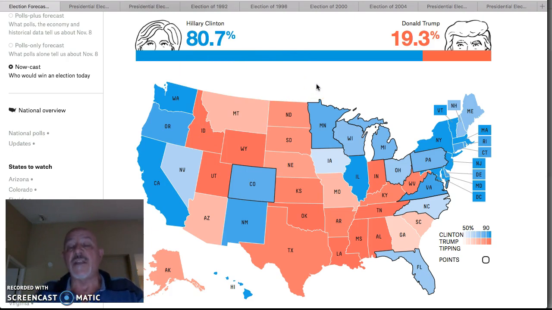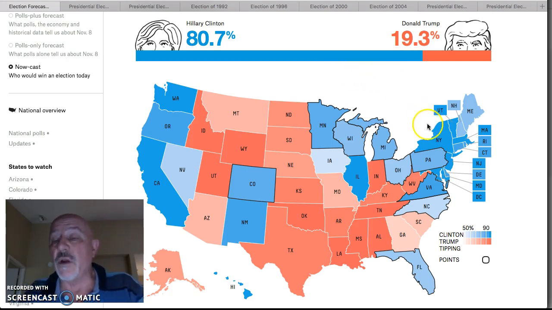Okay, so notice there are varying shades of red and blue. Actually, that's kind of a brownish red, it looks to me like. But there are various shades. The deeper the shade, the more likely that that particular state is going to go in either of the 2 directions.